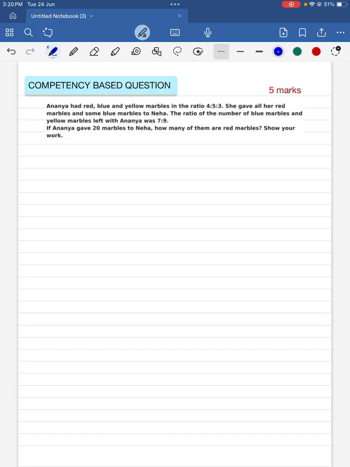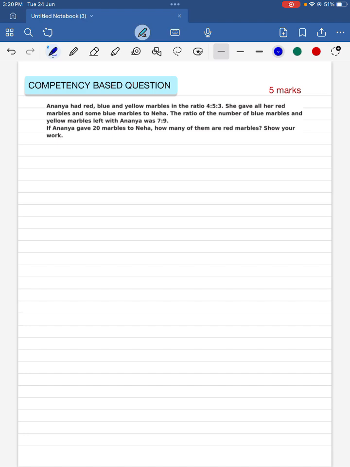In this video, I'll be doing a competency-based question for 5 marks and it's from the lesson, A Pair of Linear Equations. Now, Ananya had red, blue and yellow marbles in the ratio 4:5:3. She gave all her red marbles and some blue marbles to Neha. The ratio of the number of blue marbles and yellow marbles left with Ananya was 7:9. If Ananya gave 20 marbles to Neha, how many of them are red marbles?